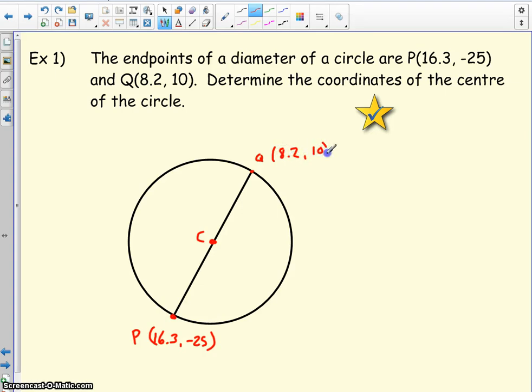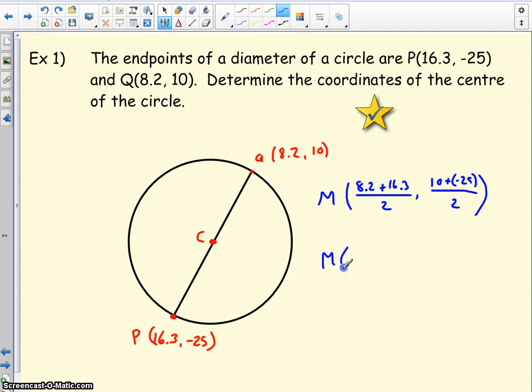Now you can see this obviously isn't really to scale. These points don't really make sense with each other, but the idea is still the same. If these are the two endpoints, we're trying to find the center, which will be halfway between these two points. So to find our midpoint, we take our two x values, add them together, and divide by 2. So I get 8.2 plus 16.3, divided by 2. And for my y values, I do the same thing: 10 plus -25, all divided by 2.